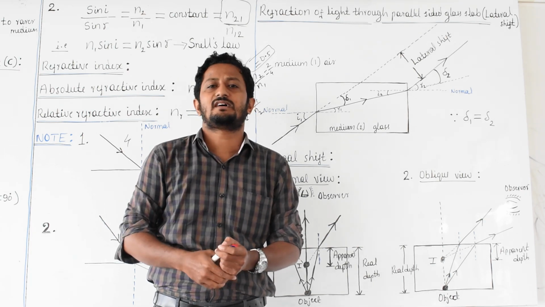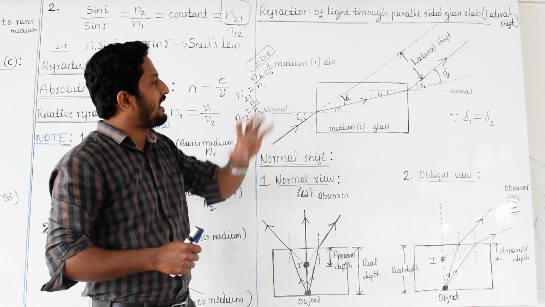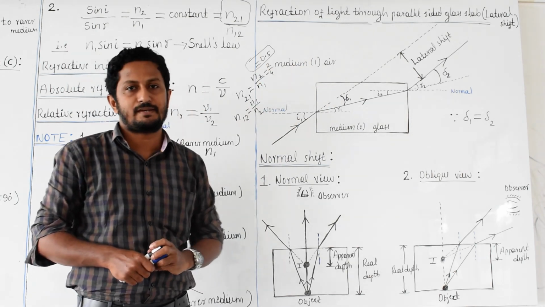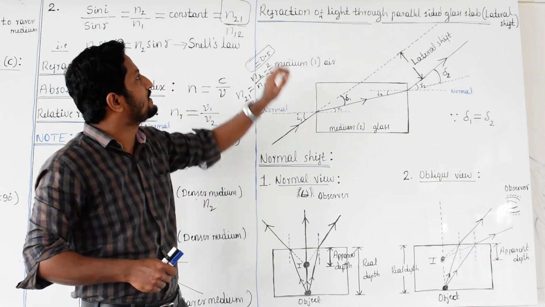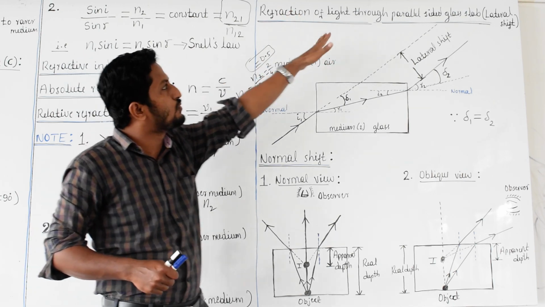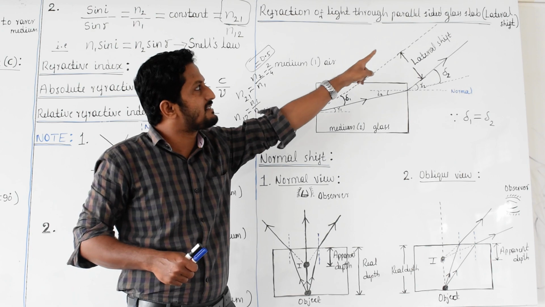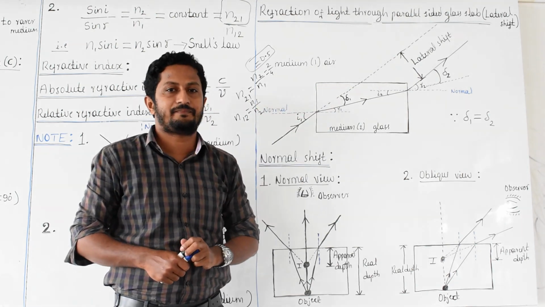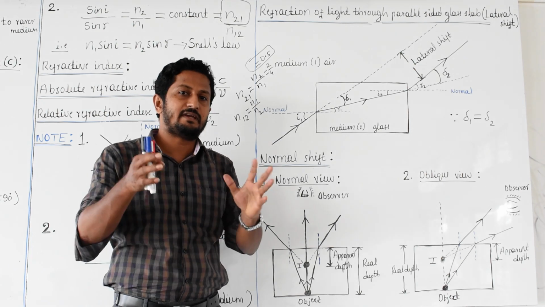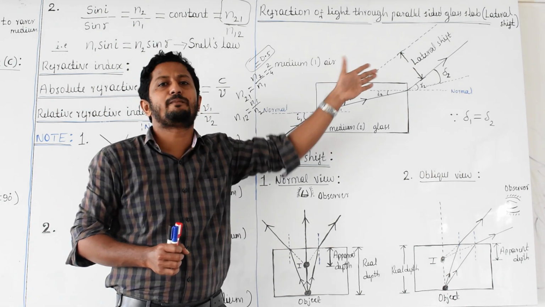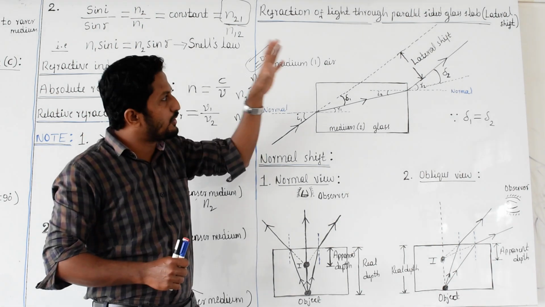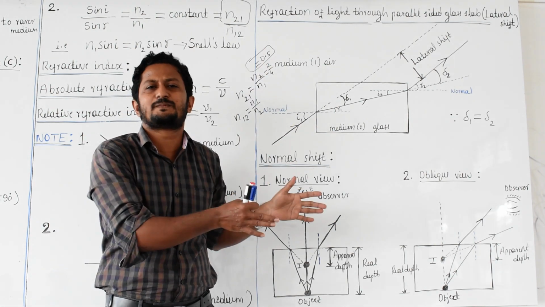Many phenomena are there. So we'll have a look here at one phenomenon, refraction of light through a parallel sided glass slab. We call this a lateral shift. They may ask a question on that. What does lateral shift mean? Try to understand. What we are observing here, we are doing one experiment.